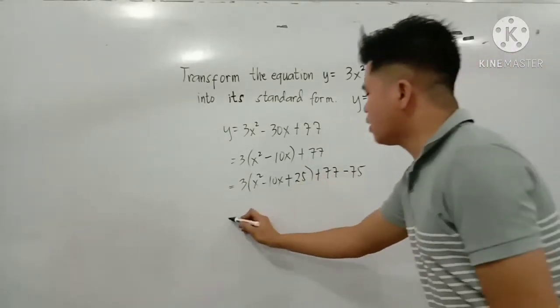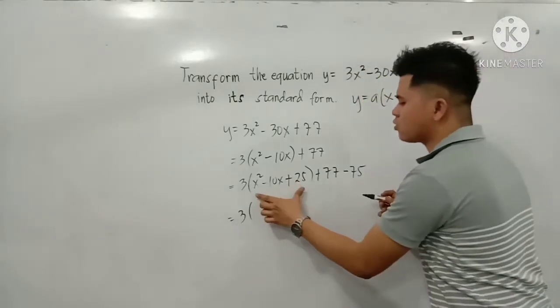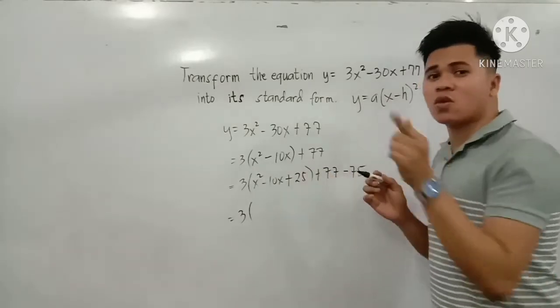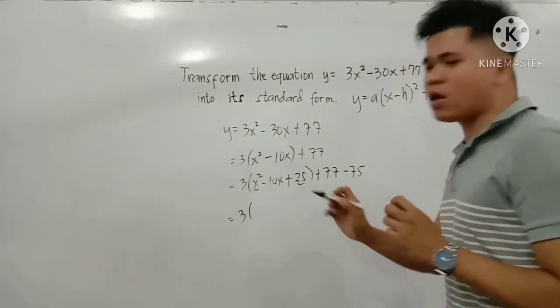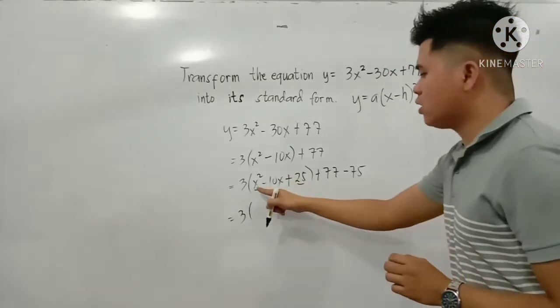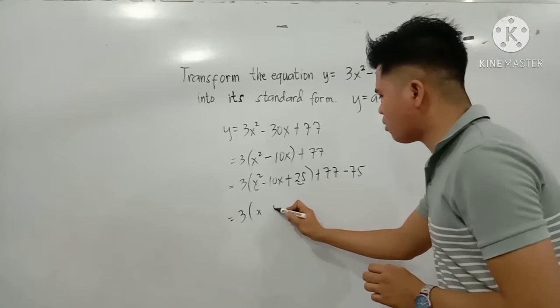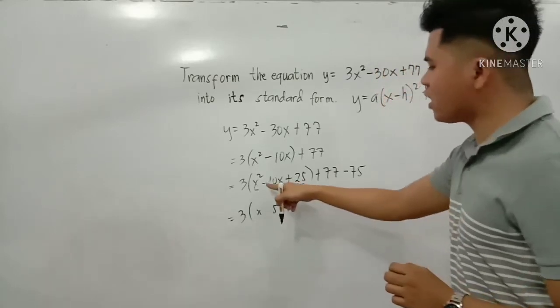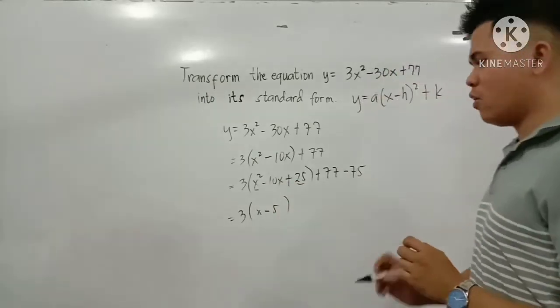Then now, copy again this value a, which is 3. Then we have to make this perfect square trinomial into the square of a binomial. So that means square root of the first term and square root of the last term. The square root of x squared is simply x. Then the square root of 25 is simply 5. Then the sign of our middle term here is negative. So we have here negative or minus.